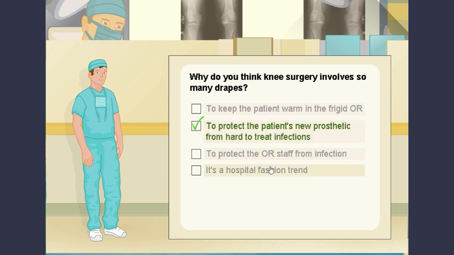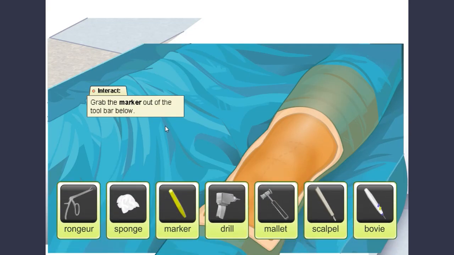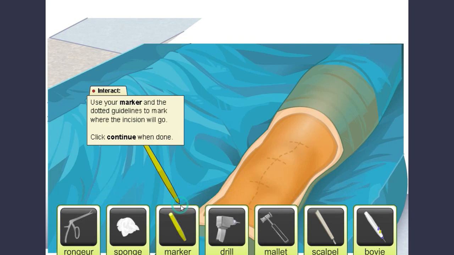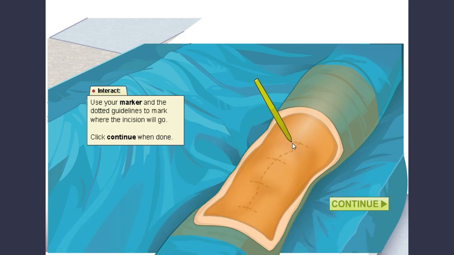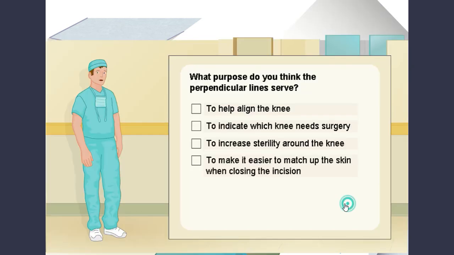Good work. Use the sterile marker to draw the location for our incision, and don't forget to mark the perpendicular lines too. Typically, the incision line is 6 to 7 inches long. What purpose do you think the perpendicular lines serve?